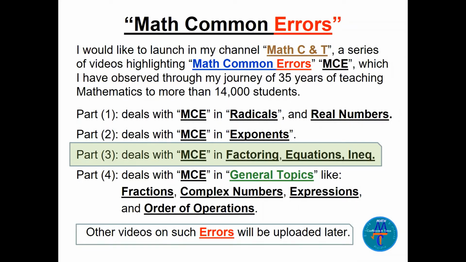Welcome to this series of Math Common Errors, MCE, Part 3, dealing with factoring, equations, and inequalities. There are other parts, you can see them in your free time.